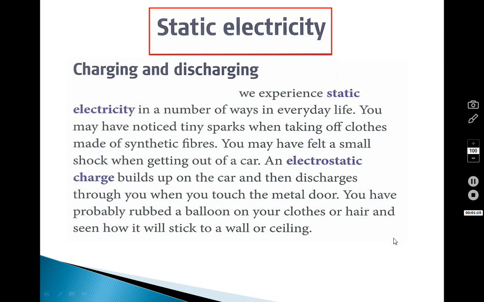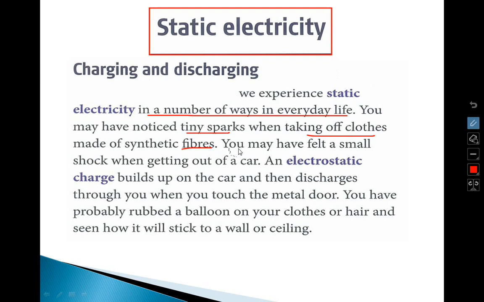Actually, we experience static electricity in a number of ways in everyday life. For example, you may have noticed sparks when taking off clothes made of some materials, like fibers. When you take off your clothes, you will see a thin spark, especially in winter, especially for clothes made of fibers.